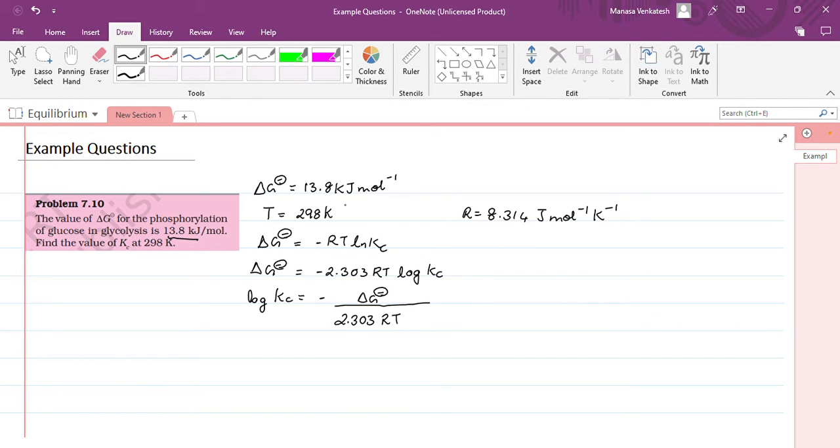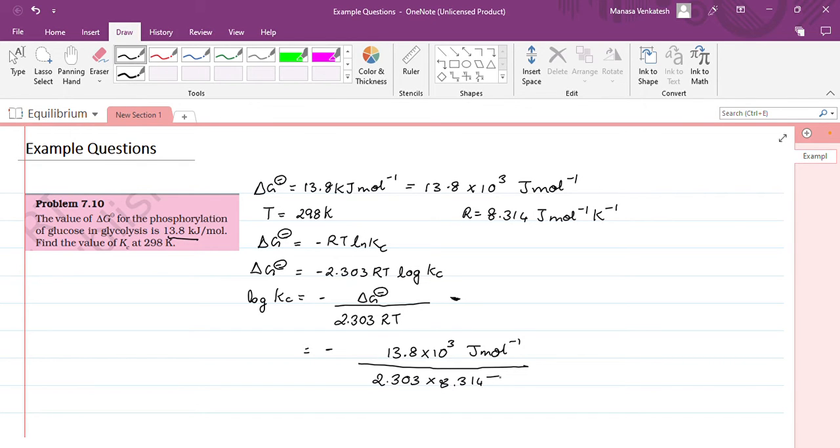Okay, so obviously we can't have delta G in kilojoules and R in joules, so we're going to have to convert delta G minus, and this becomes equal to 13.8 into 10 to the power 3, because kilo to joules, so 10 to the power 3 joules per mole. So let's substitute and simplify. So minus 13.8 into 10 to the power 3 joules per mole divided by 2.303 into 8.314 joules per mole per Kelvin into 298 Kelvin.